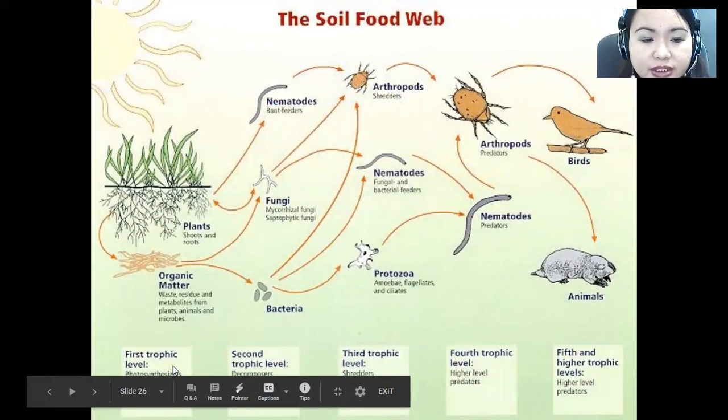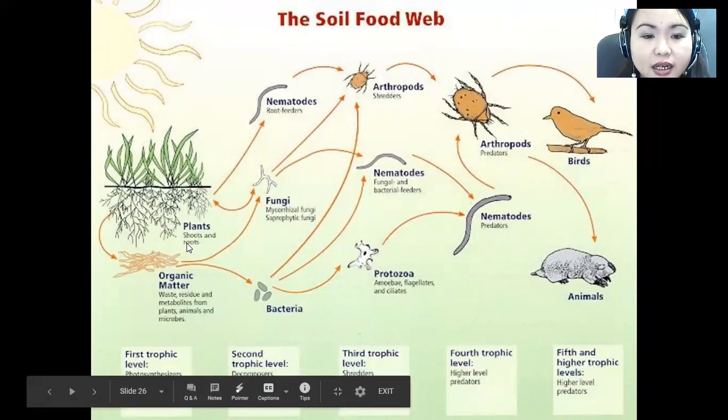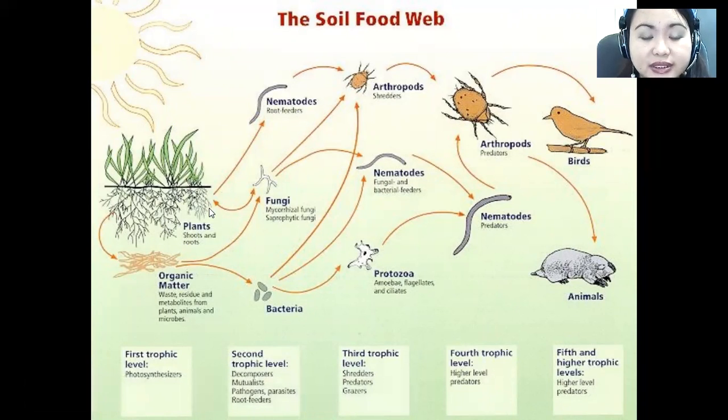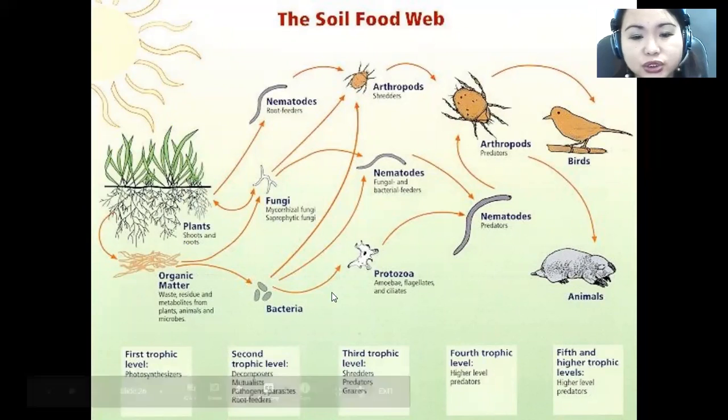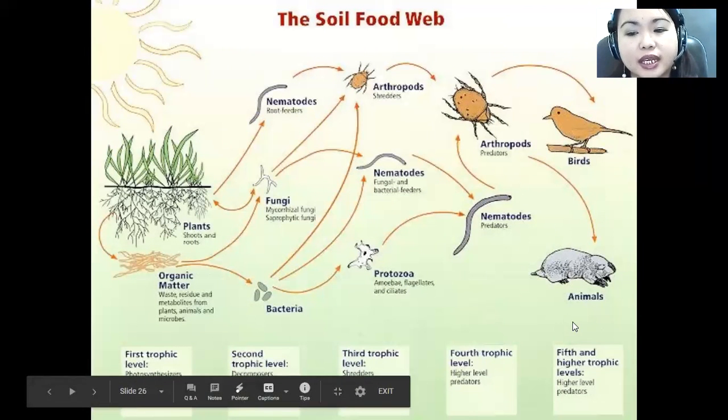So this can be categorized as the first trophic level, wherein plants are the main producers. You can also see here nematodes, which eat the roots, for example, root feeders, and the nematodes are eaten by the arthropod shredders, and these are eaten by the arthropod predators and are eaten by birds. And organic matter from the plants is likewise eaten by bacteria and fungi, and then bacteria to protozoa and nematodes, arthropods, and animals.